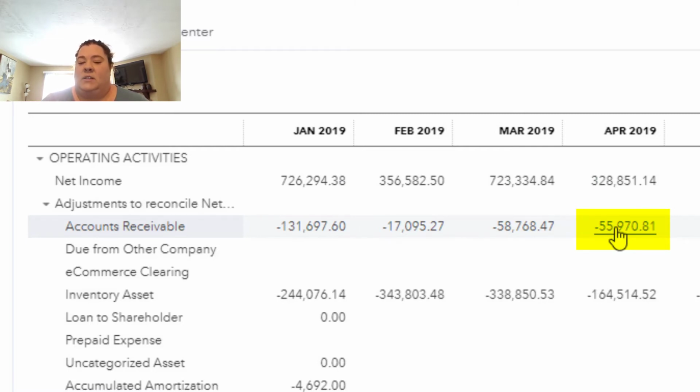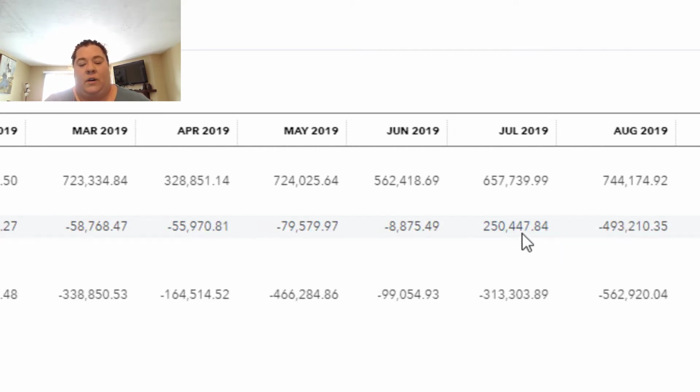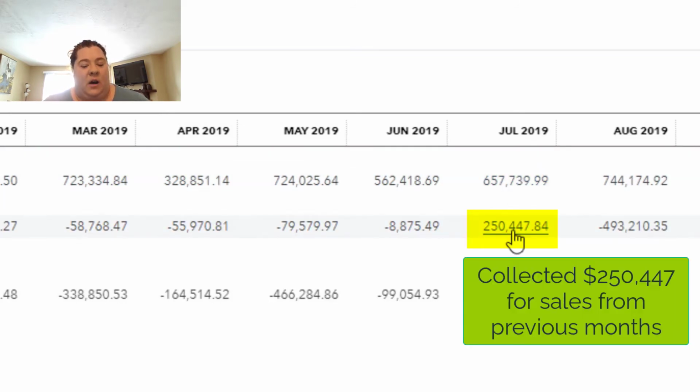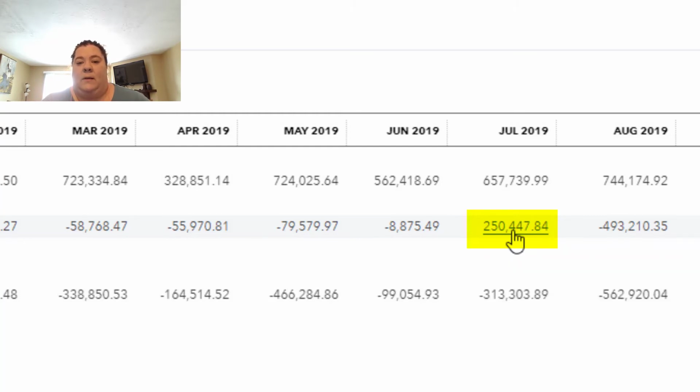Now, sometimes accounts receivable balances will adjust cash down. Sometimes they'll adjust cash up. If we look over here in July, we see that this month, accounts receivable actually adjusted the cash balance up by $250,000 over and above what we did in net income. So in this case, we collected $250,000 in cash over and above what we actually sold through those types of relationships that create accounts receivable in that particular month. So this month it adjusted our cash up, and this other month it adjusted our cash down.